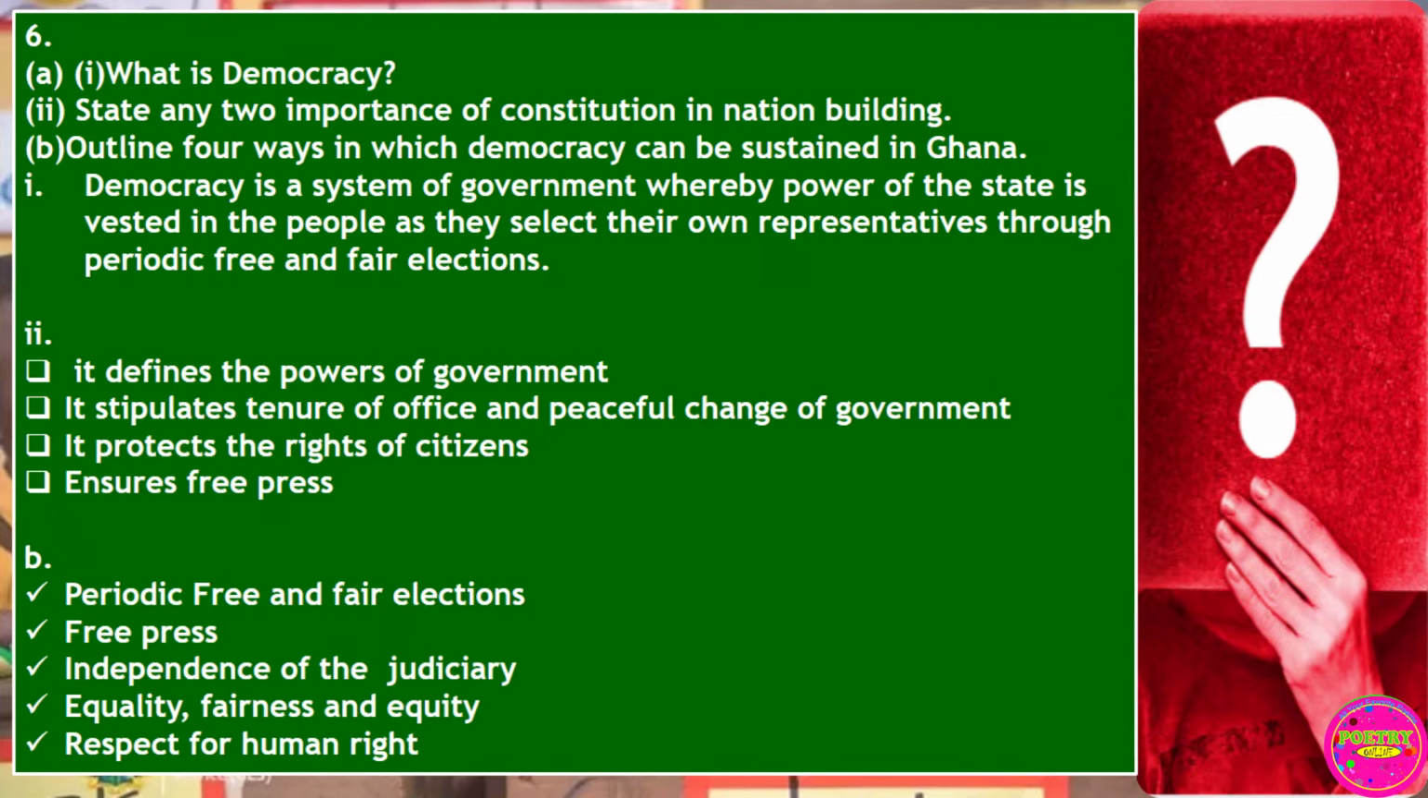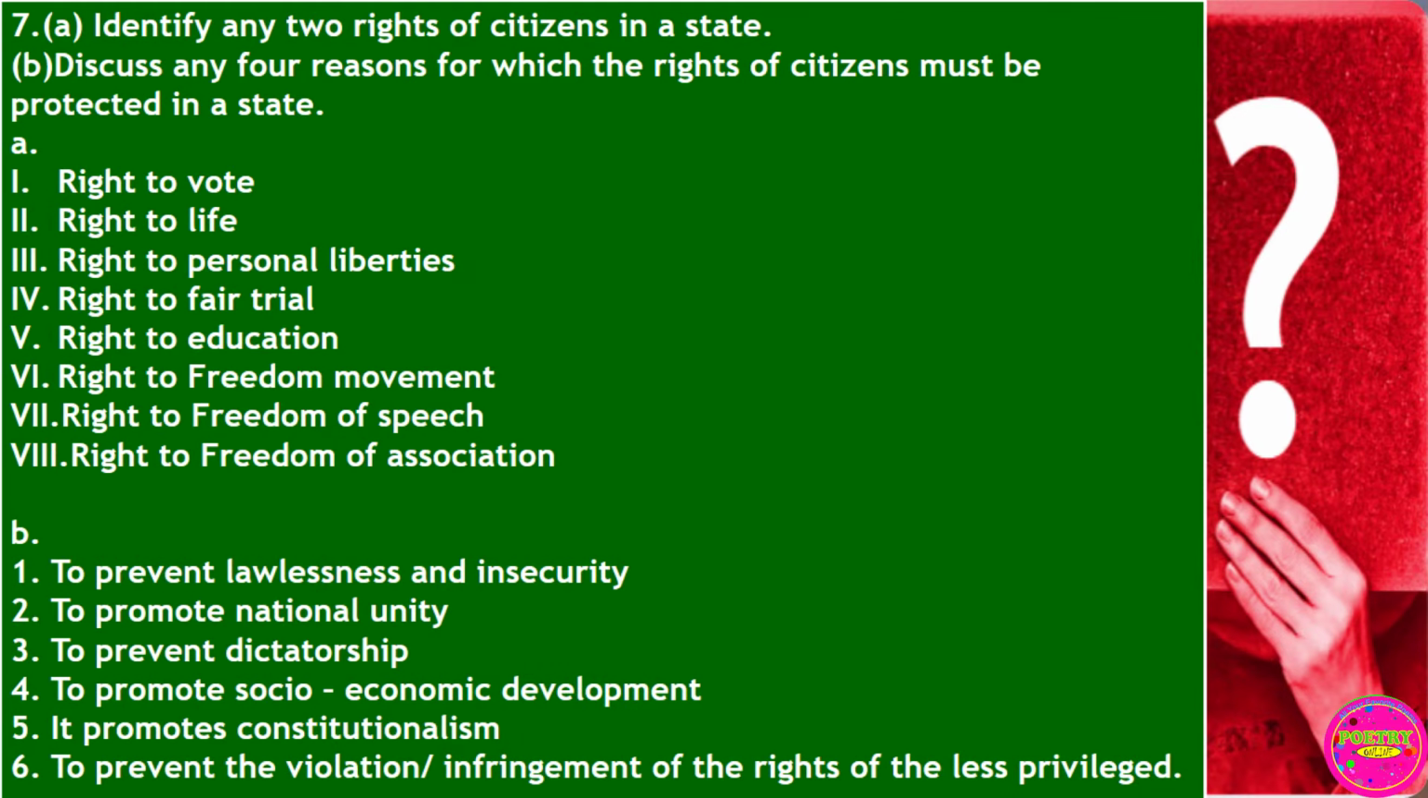Question 7. A. Identify any two rights of citizens in a state. Expected answers from candidates include right to vote, right to life, right to personal liberties, right to education, right to freedom of movement, right to freedom of speech, right to freedom of association.